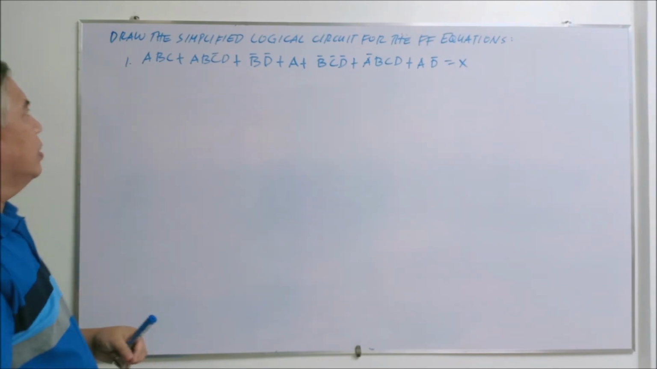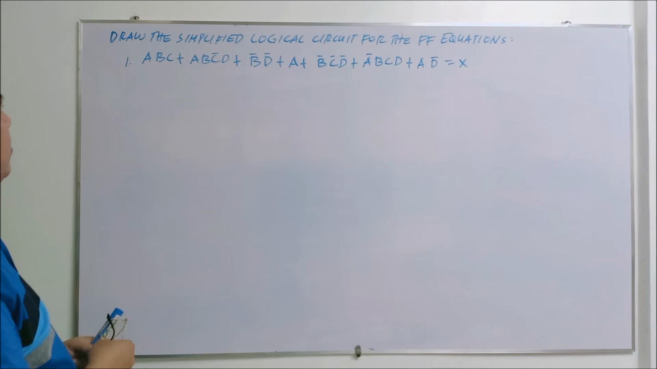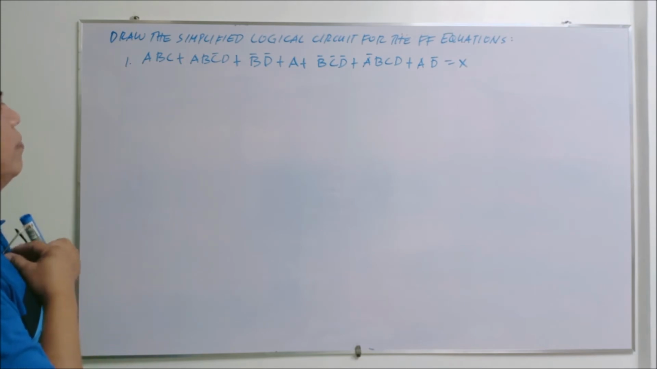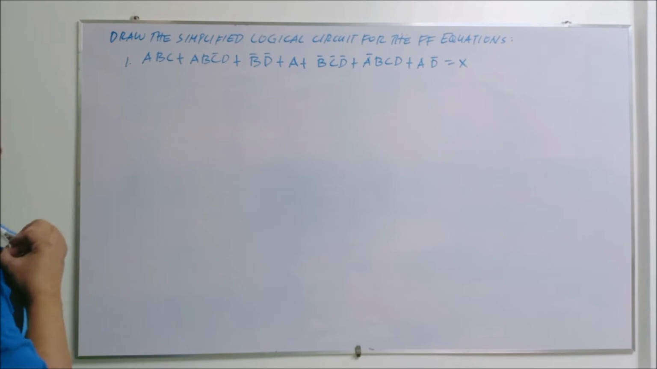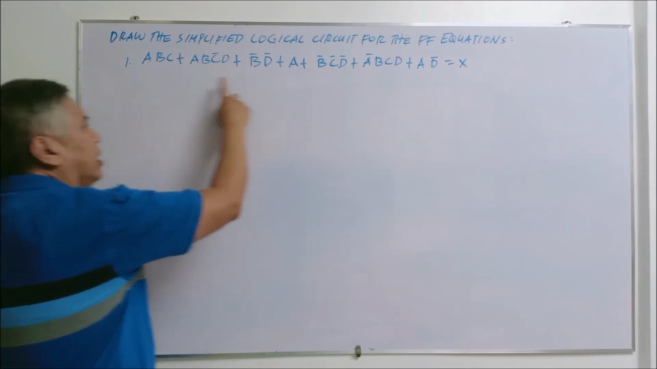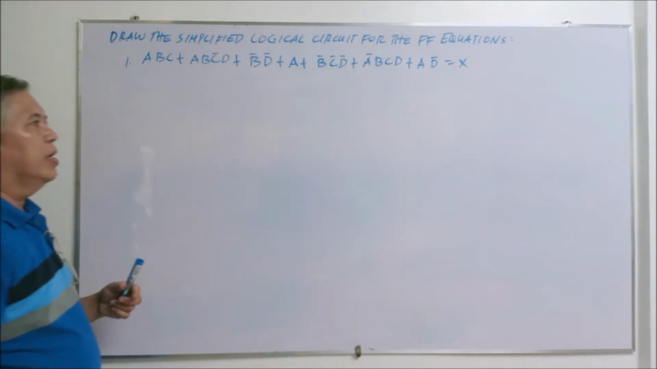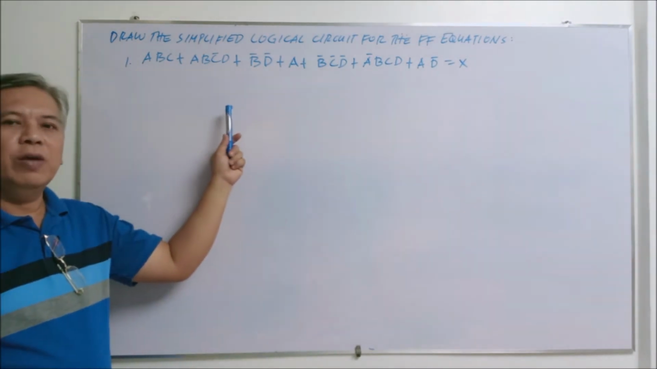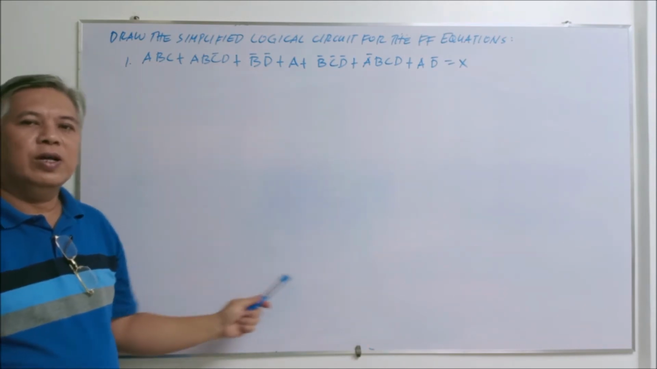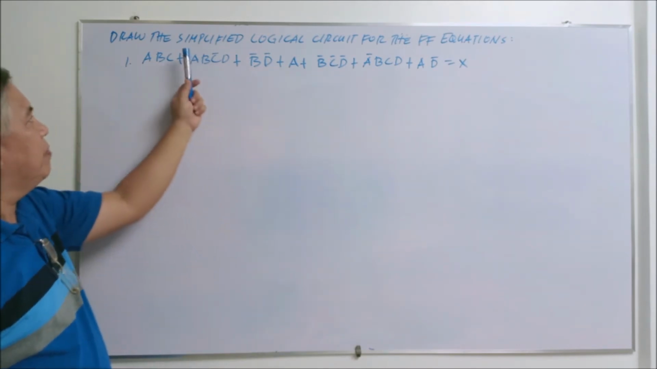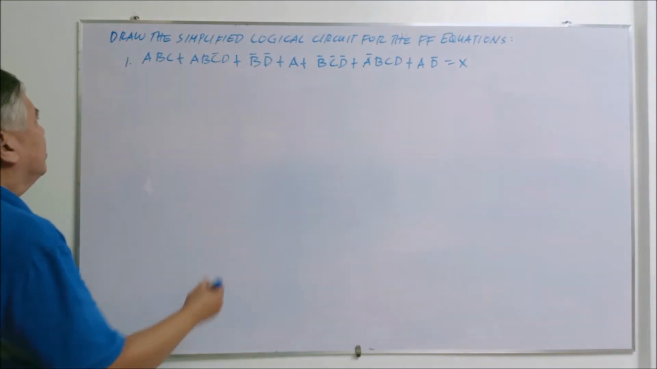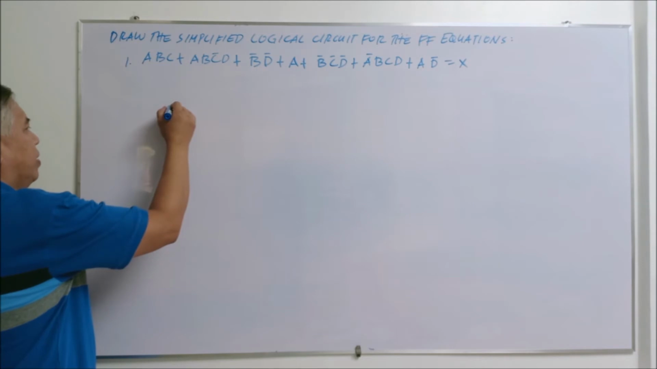Okay, so let's have more examples on a 4-variable map. Okay, so we have here, draw the simplified logical circuit for the following equation. So this is for number 1. This is our logical equation. And we want to use K-map to simplify this logical equation so that we can arrive with a simplified logical circuit. So the first step again is to make a map.